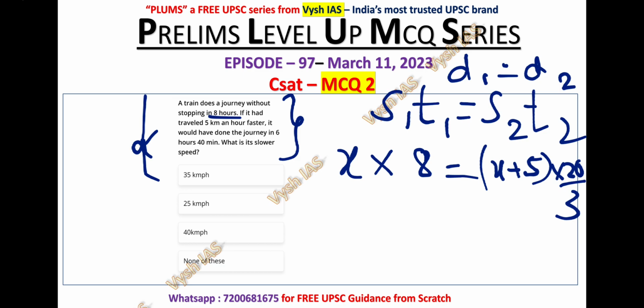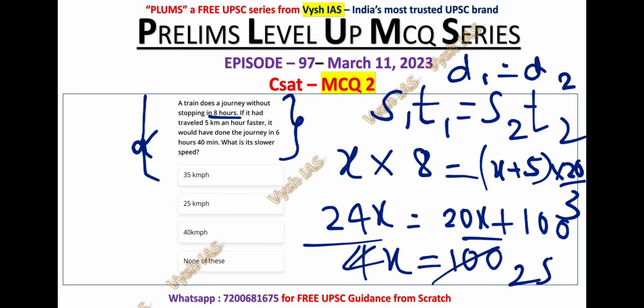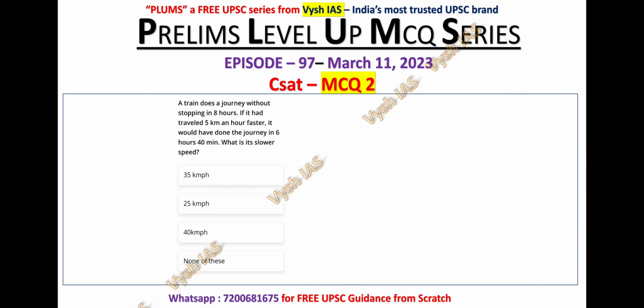If 3 goes to the LHS, 8 3s are 24, so 24x is equal to 20x plus 5 into 20, that is 100. 24 minus 20 is 4x is equal to 100. x is equal to 25, since 4 25s are 100. So x is equal to 25 km per hour. So option 2 is the correct answer for question number 2.